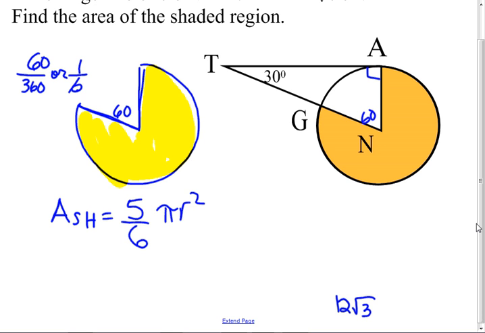This is how we do the problems. You should be writing this down. We are going to take my triangle, and which side is the hypotenuse? It's TN. Everybody with me on that? This is a 30, 60, 90. That's 2x. Then what's this side? X. And this is x square root of 3.